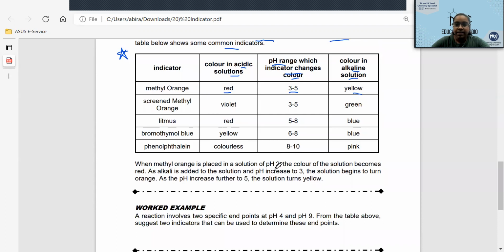When methyl orange is placed in a solution of pH 2, the color of the solution becomes red. As alkali is added to the solution and pH increases to 3, the solution begins to turn orange. As the pH increases further to 5, the solution turns yellow.